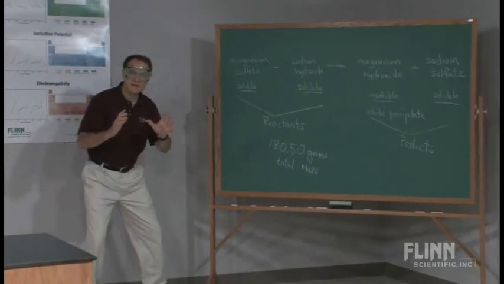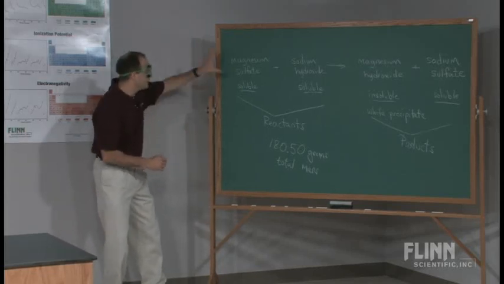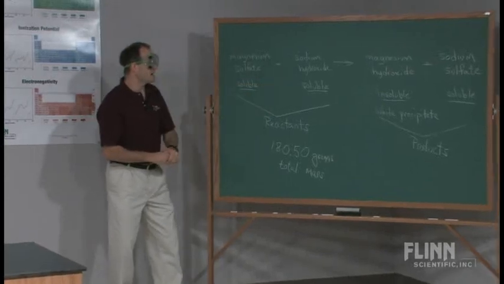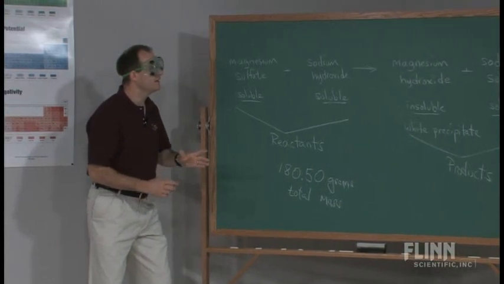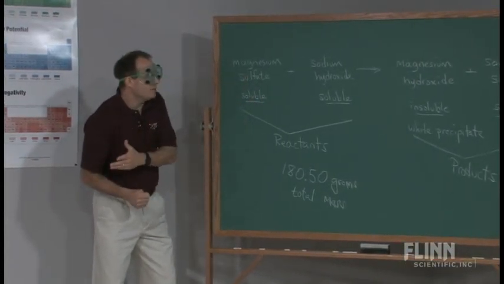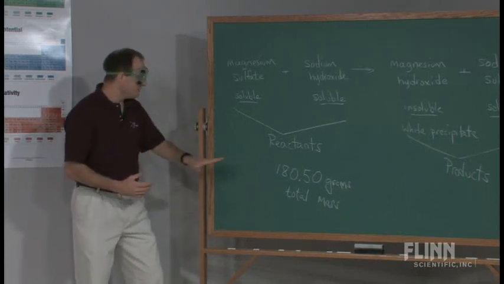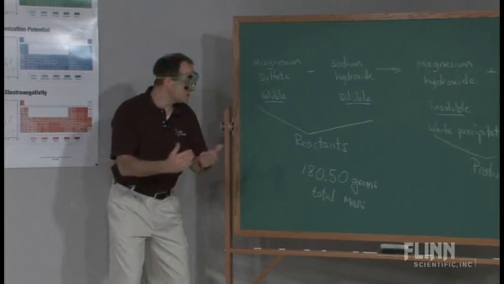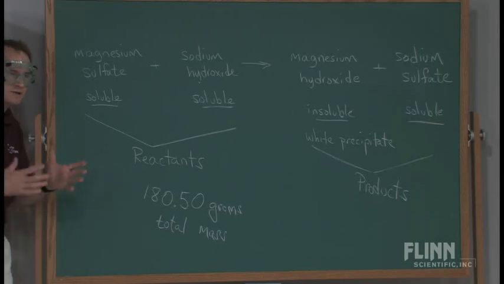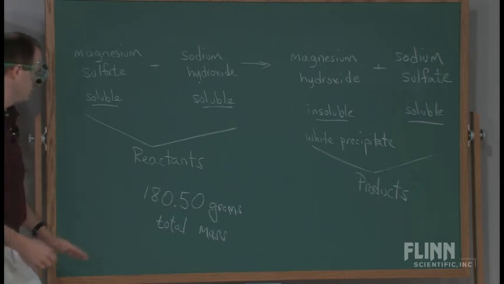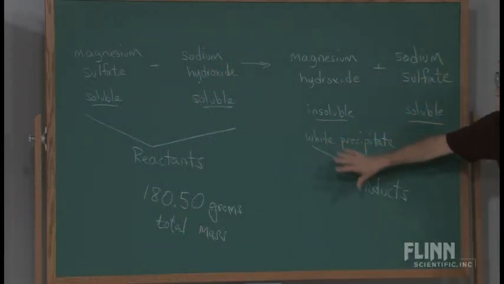By this time, they can already start to see where I'm taking them. We know when we mix a solution of magnesium sulfate with sodium hydroxide, we're going to produce an insoluble white precipitate, magnesium hydroxide, and the soluble sodium sulfate. The question at hand is, if the original mass of the beakers and the solutions is 180.50 grams, what's going to be the final mass over here?